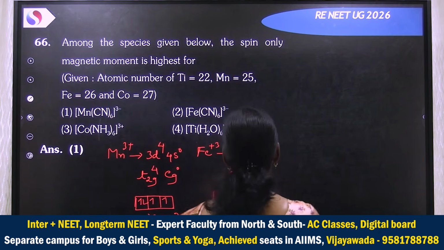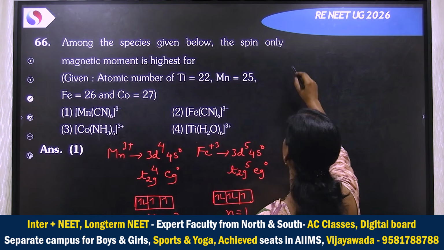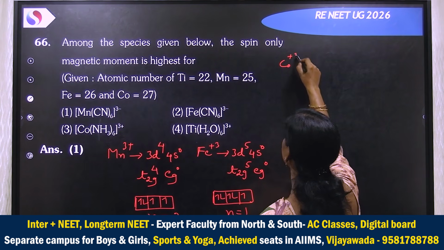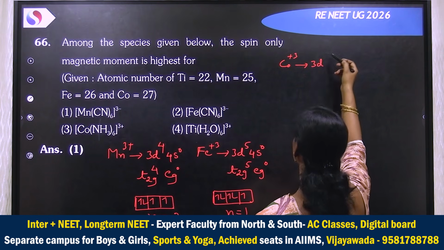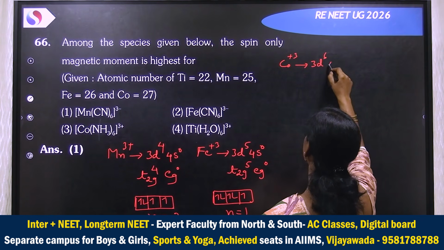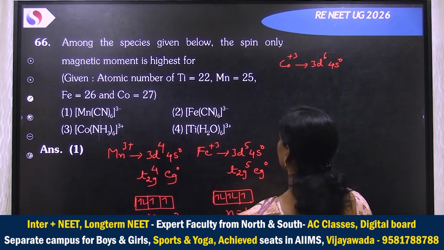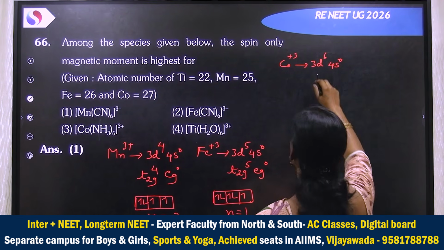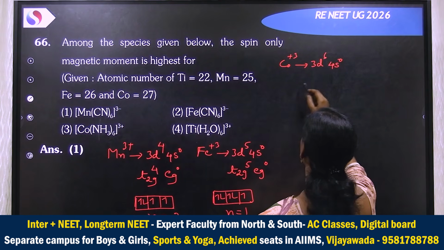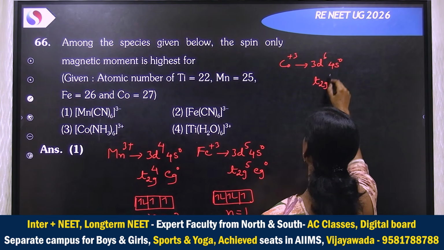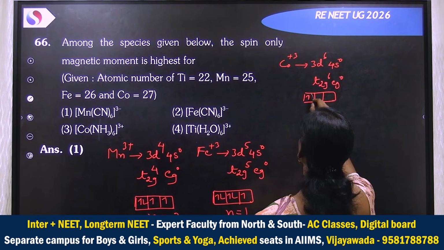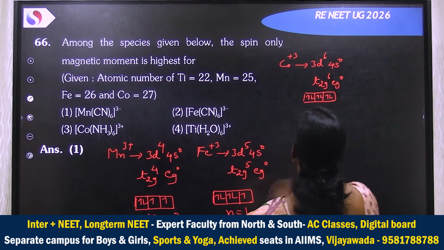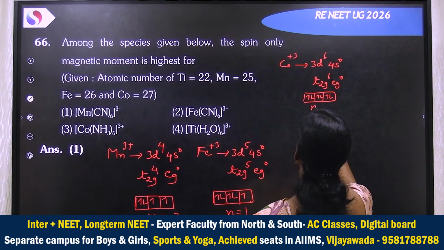Coming to the third complex, Co(NH3)6 3+. In this complex, cobalt is in the +3 state. Cobalt is 3d7 4s2, so cobalt +3 means 3d6 4s0, as 3 electrons are lost. Again it is a strong ligand, so the configuration is t2g6 eg0. All 6 electrons enter the t2g orbitals only, so the 3 orbitals are completely filled and there are no unpaired electrons.